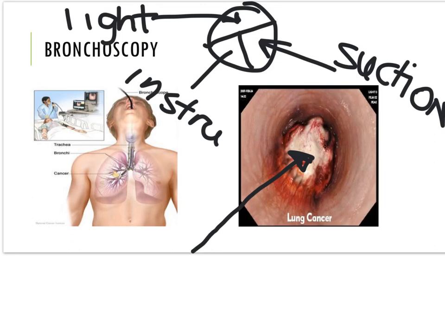And then if this area became bloody because you took a piece of tissue, then you could actually go ahead and squirt water down the suction port and then suck it back up to hopefully clear it up. So that is a bronchoscopy.